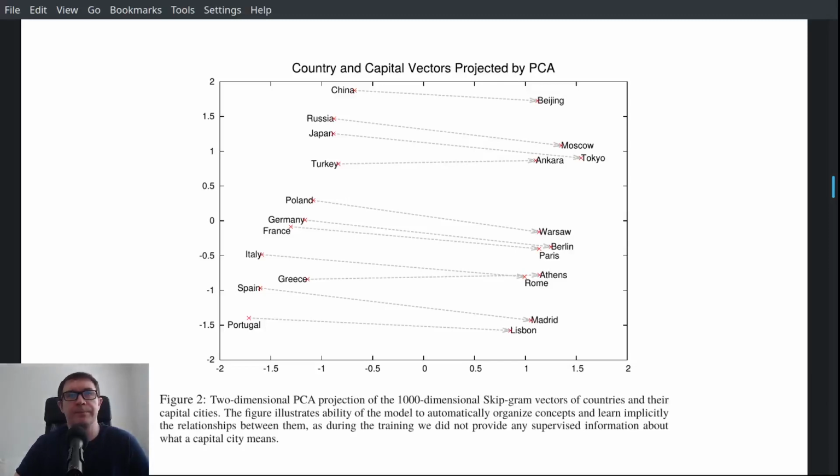countries and capitals. Another thing to note is in the caption here, they say 1,000 dimensional skipgram vectors. So we don't do anything that extensive in the course because I'm assuming people are using their desktop or most likely their laptop.